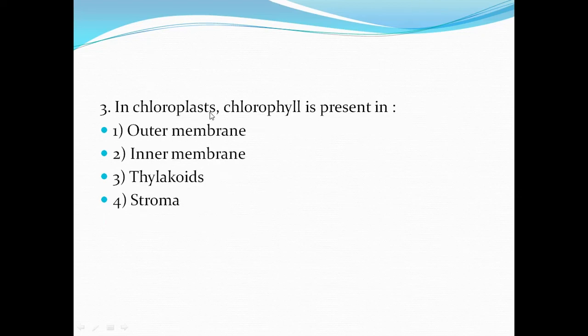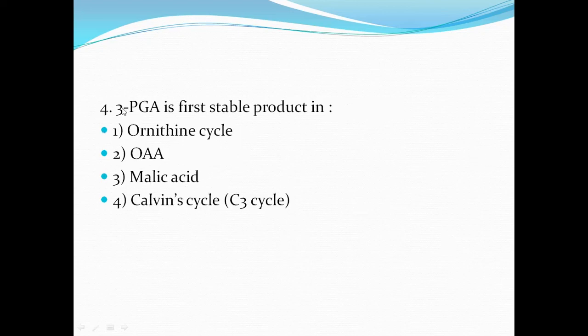In chloroplasts, chlorophyll is present in. Now, you already know that chlorophyll is present on thylakoids. Okay, chlorophyll is present on thylakoids. 3-PGA, that is 3-phosphoglyceric acid, is the first stable product. Now, you know it very well that it is the Calvin cycle. So, in the Calvin cycle, 3-PGA is the first stable product.